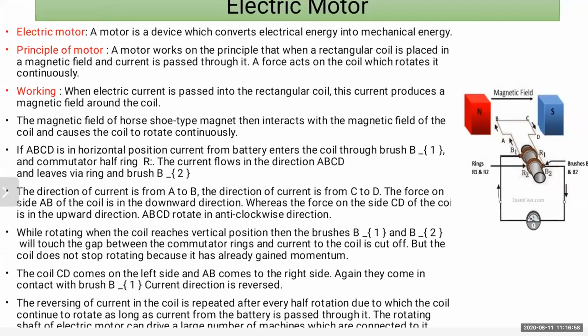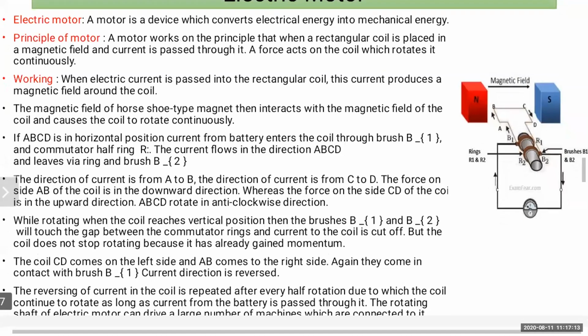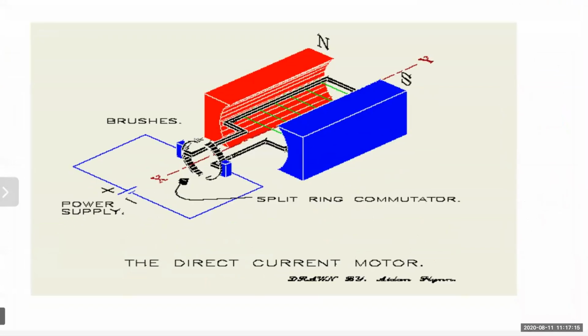The two ends of the loop are connected to X and Y. Here it is R1 and R2. Now look at the next diagram, I will show it.